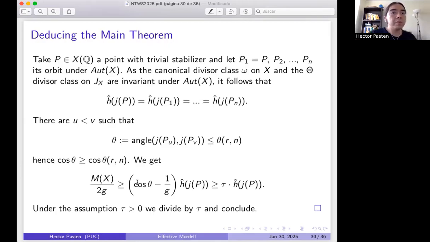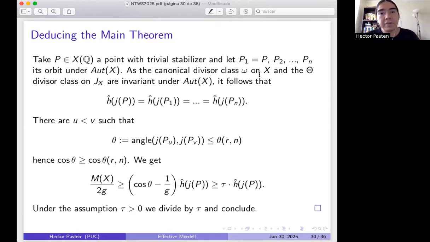So let me deduce the main theorem out of the Mumford gap principle that we had so explicitly. You take a point with trivial stabilizer and let the automorphism group act on it. They are defined over Q, therefore you get a bunch of rational points. How many? As many as the size of the automorphism group, because the stabilizer is trivial.